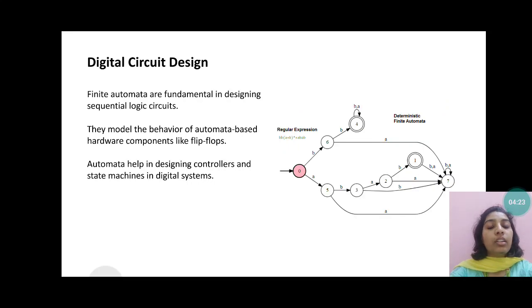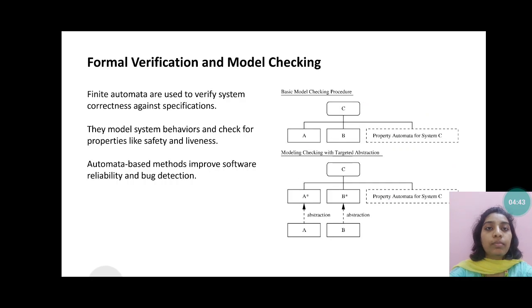Digital circuit design. They are fundamental in designing sequential logic circuits, which help to define the regular expressions with DFA and NFAs. They model the behavior of automata based hardware components like flip-flops. Automata help in designing controllers and state machines in digital systems.